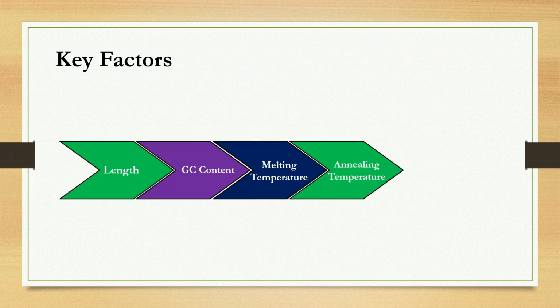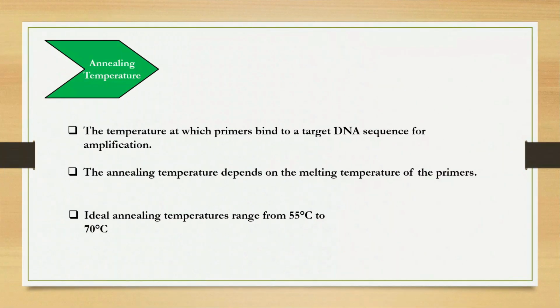Next in line, we have the annealing temperature. This is the temperature at which the primers are going to bind or anneal to the target or complementary DNA sequence for the amplification, right? The annealing temperature directly depends upon the melting temperature of the primers. So if the melting temperature of the primer is high, you can use a higher annealing temperature, and if the melting temperature of the primer is low, you will be using a low annealing temperature, because it is the temperature at which your primer is going to bind to the DNA sequence. So it totally depends upon the melting temperature of your primers.